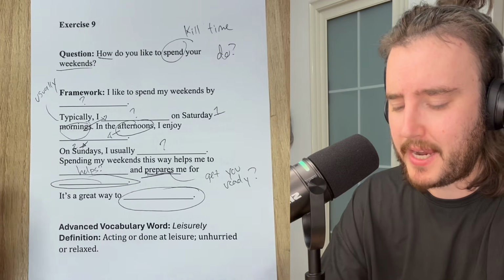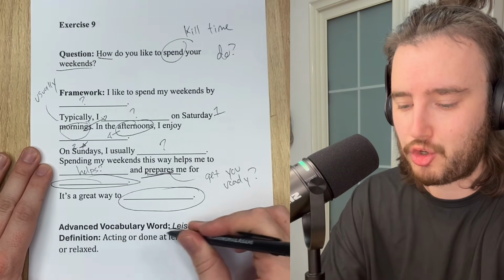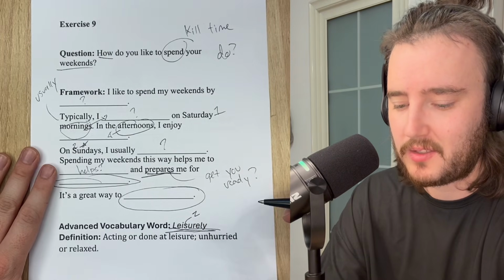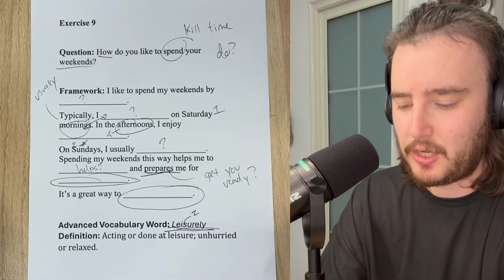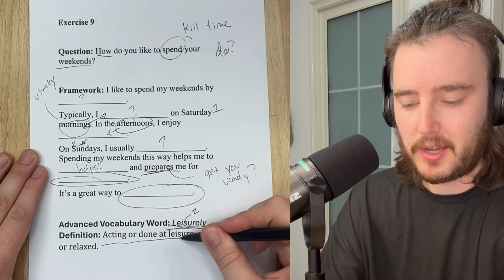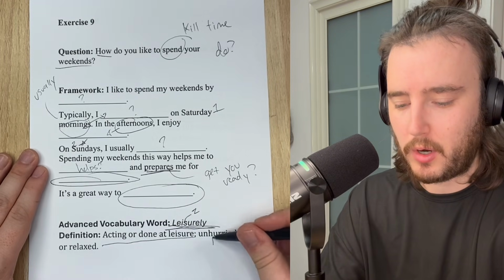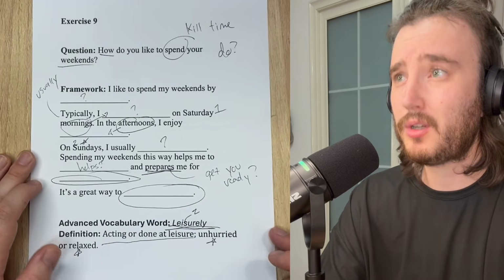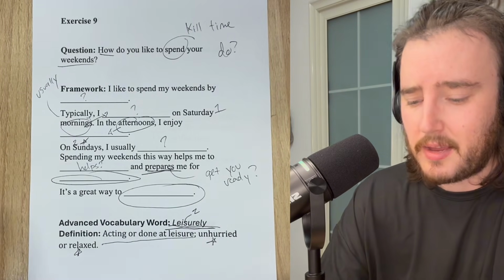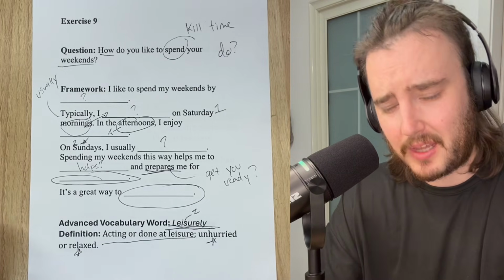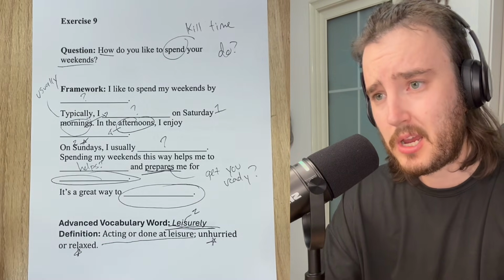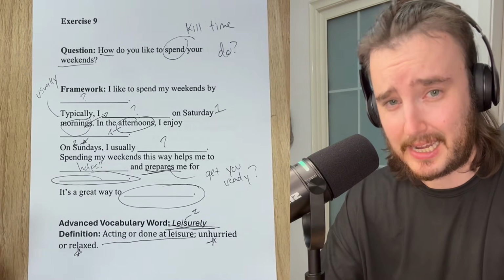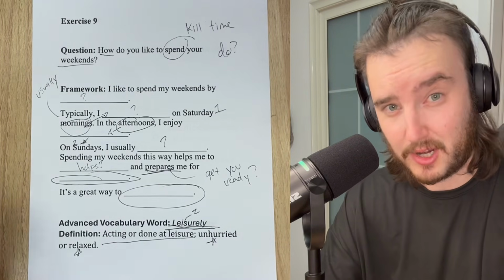Okay, now the advanced vocab word is leisurely. We don't say leisurely. This S sounds like a Z. Leisurely, leisurely. Acting or done at leisure. Here's the key word, unhurried, relaxed. Two keywords, two good synonyms, okay? So if something is done leisurely, then you are in no rush. You're in no hurry. You're taking your sweet time. That's another good expression in English.